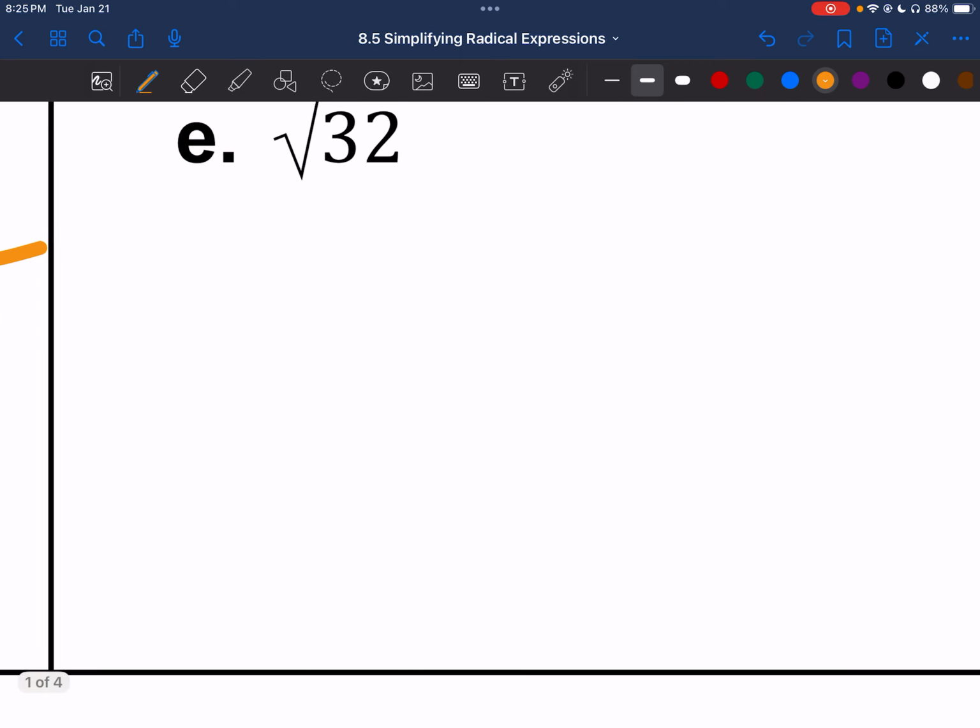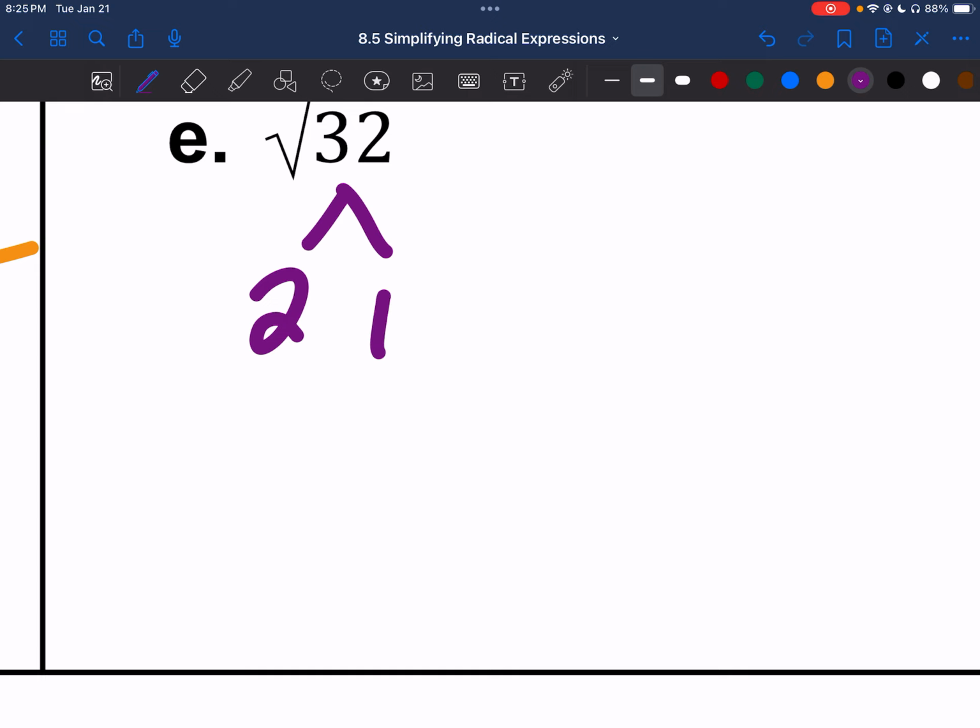So 32 is even. So I know I can divide by 2, right? And I'm going to just give you a hint. When things are even and you're not sure immediately what you could divide by, just go by 2 right away, right? It's going to maybe take you a little longer to work your way down the tree, but it's going to help you out because you're going to be able to get to some numbers that you know eventually.